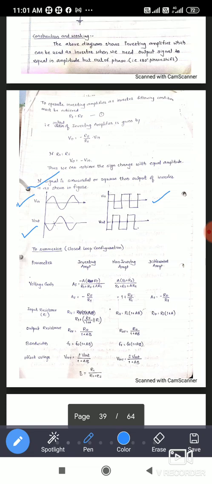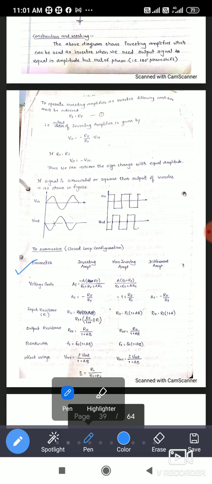So finally we can summarize the closed loop configuration within 2 minutes, then we can stop. There are three types of configuration of closed loop: inverting amplifier, non-inverting amplifier, and differential amplifier. The voltage gain formula is given here. Voltage gain, how to calculate, that is AF is equal to minus RF divided by R1 in case of inverting amplifier. In case of non-inverting amplifier, it is 1 plus RF divided by R1, and in case of differential amplifier, it is minus RF upon R1.